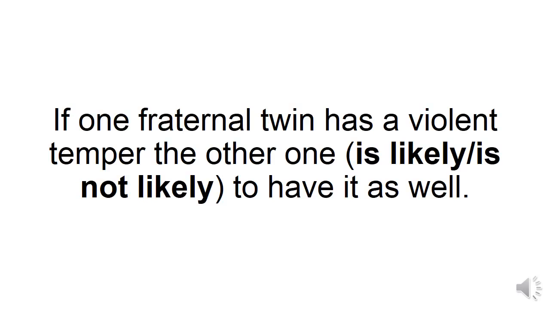If one fraternal twin has a violent temper, the other one is likely or is not likely to have it as well. This information is also substantiated by twin studies. So in terms of twinning, what I need you to remember is that fraternal twins are dizygotic. They develop from the fertilization of two different egg cells by two different sperms. So it's just like having a 2-for-1 pregnancy, whereas monozygotic twins are identical twins.